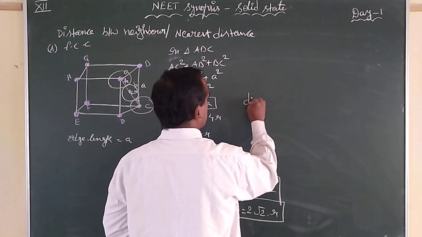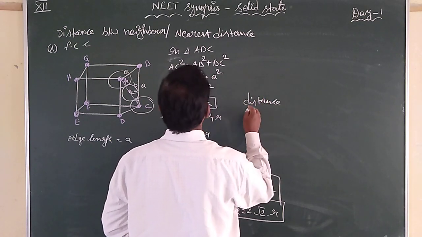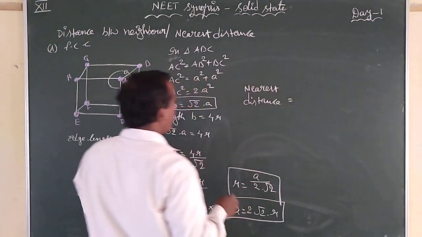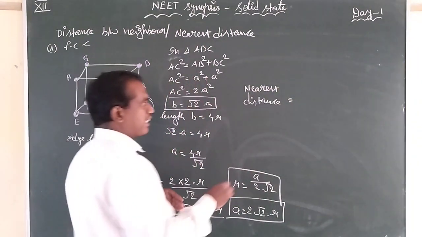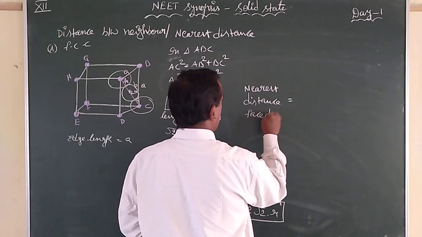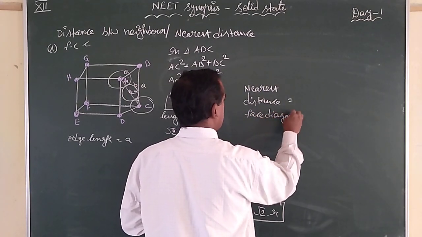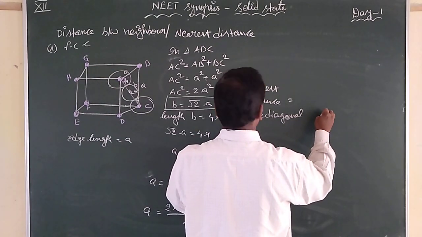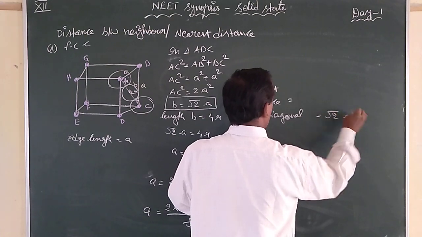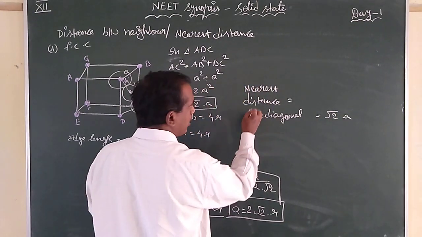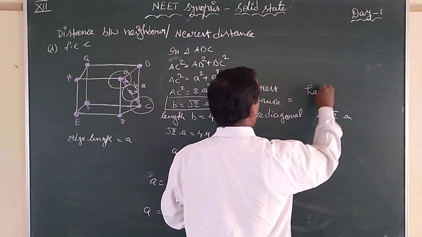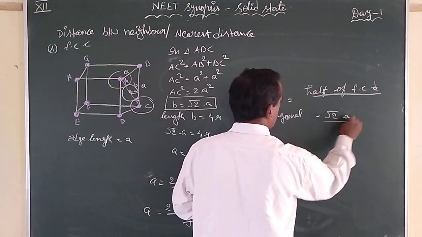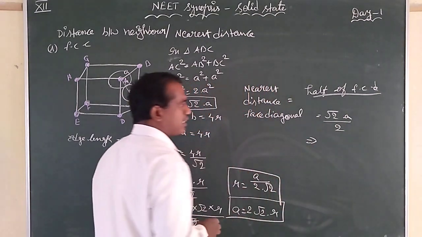So the distance between the nearest atoms we can give as half of the face diagonal. How much is the face diagonal? We can say the face diagonal is equal to root 2 into a. I said the nearest distance is given as half of the face diagonal. So half of the face diagonal we can say as 2.